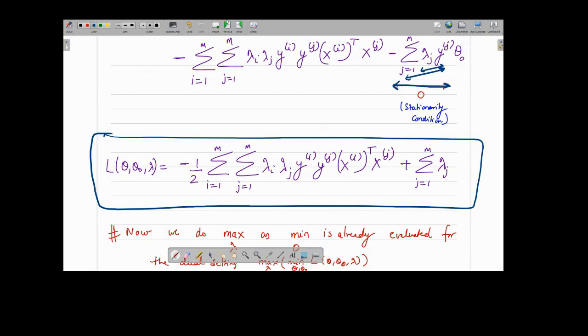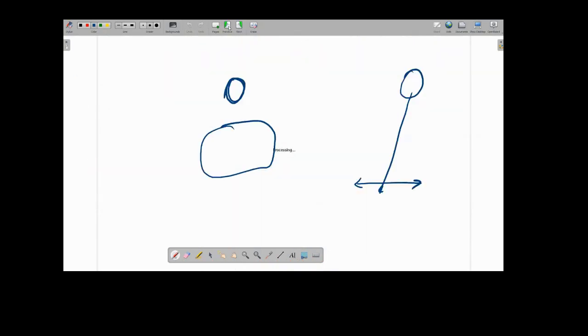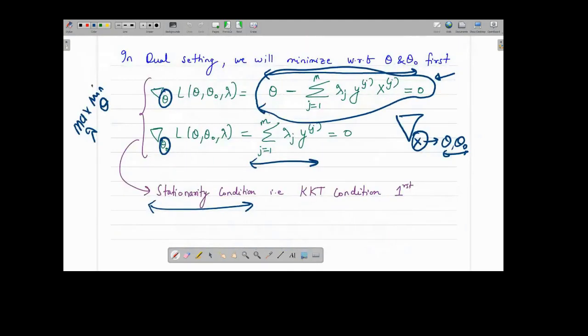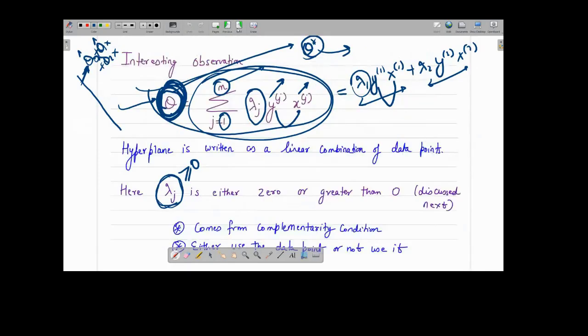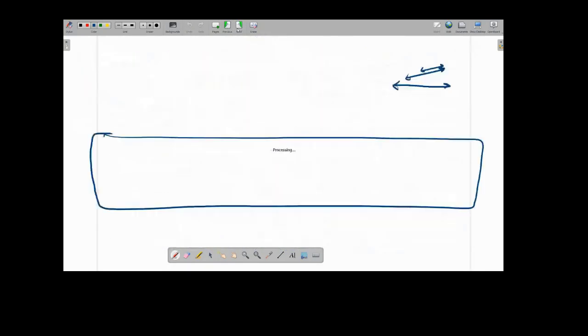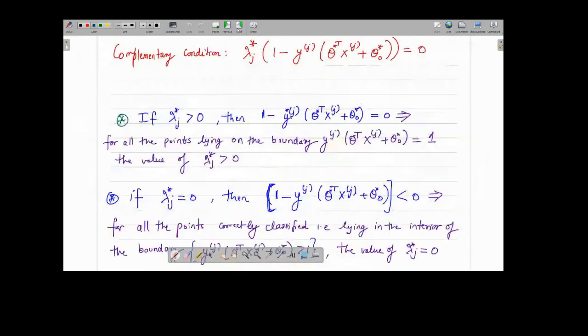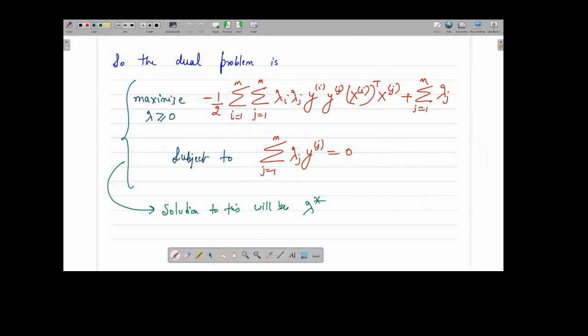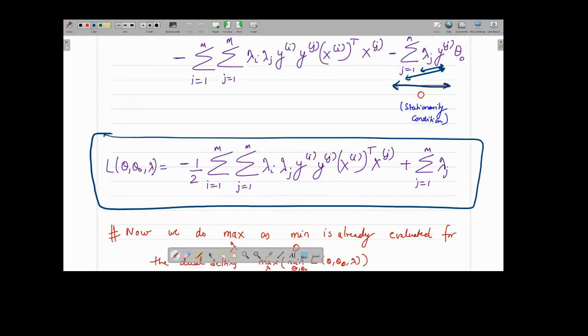If you recall, we have this stationarity condition, this one. I am using this equation to substitute that value in the derivation to get the value equal to 0 over there. Once I substitute that value here, I will get this expression.